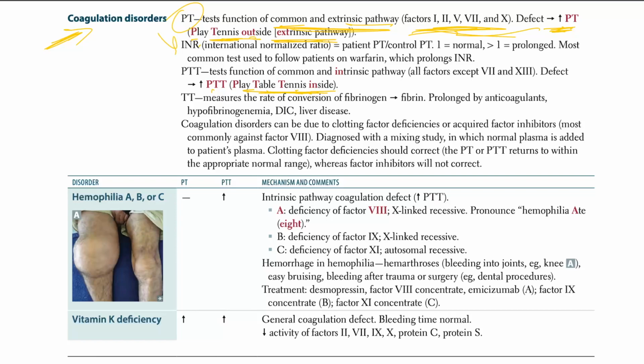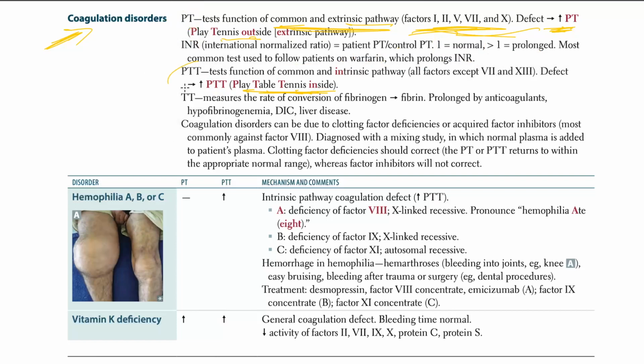What is INR? INR is the International Normalized Ratio, in which you have the patient PT divided by the control PT. One is normal. Greater than one is prolonged. It's the most common test used to follow patients on warfarin, which prolongs the INR. We have to check how much it is prolonging, and we keep it in a ratio, whatever we want to keep it to.